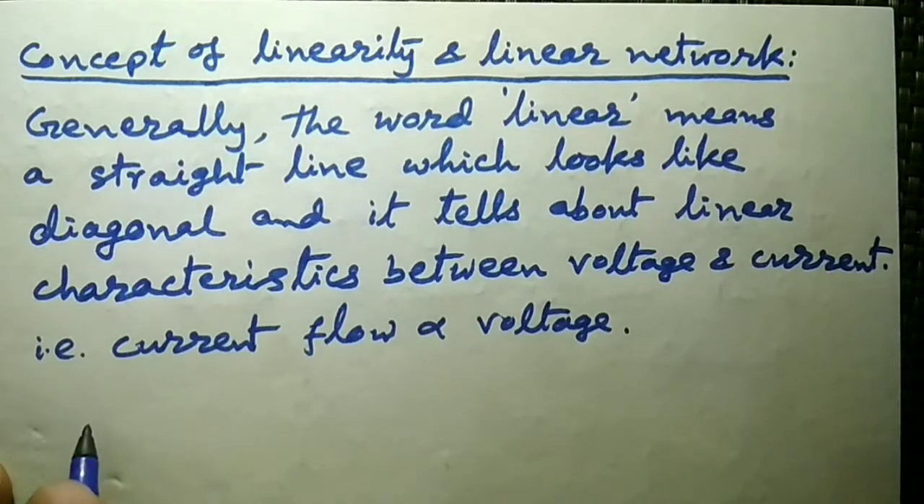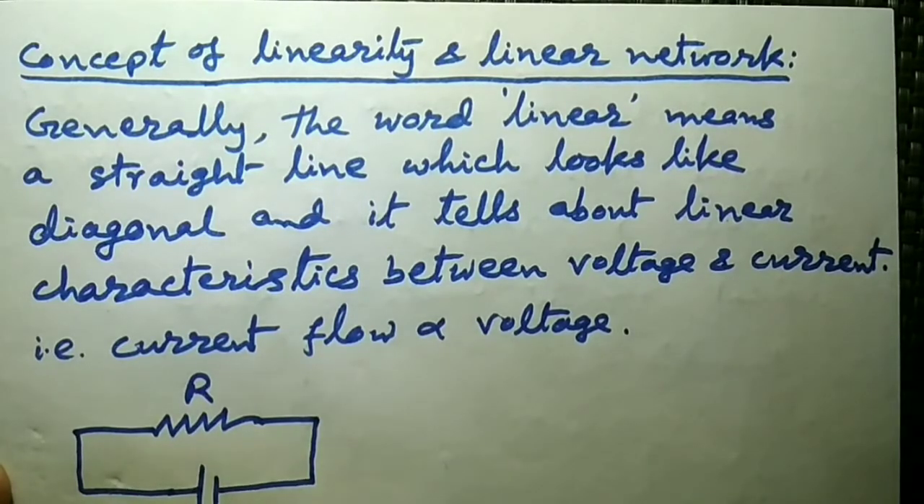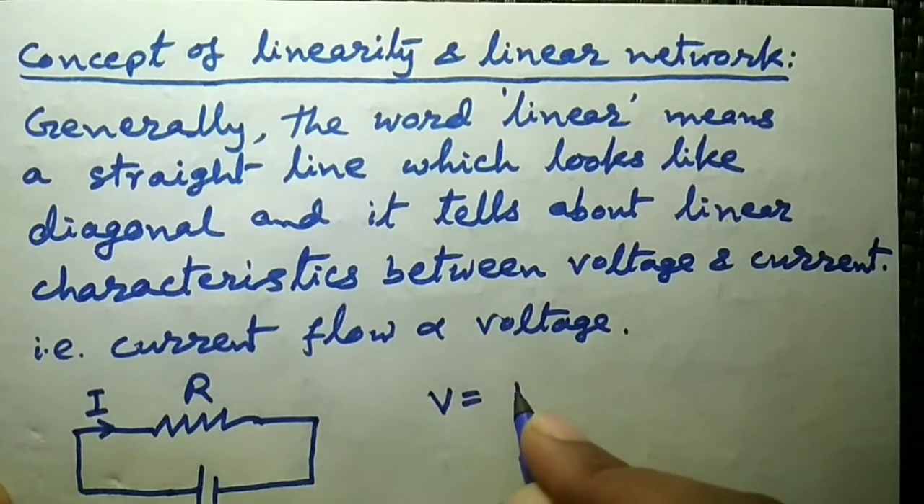Now, let's say there is a resistive circuit R, and we apply a DC voltage source across the resistance, so a current will flow through the element. According to Ohm's law, we know that V is equal to I into R.